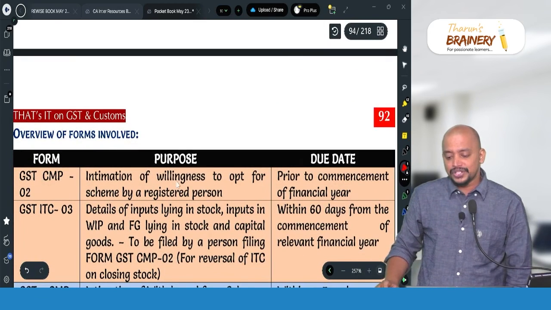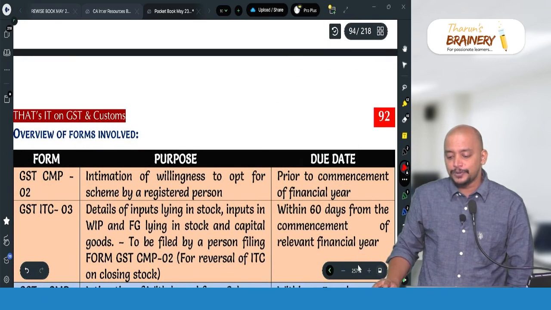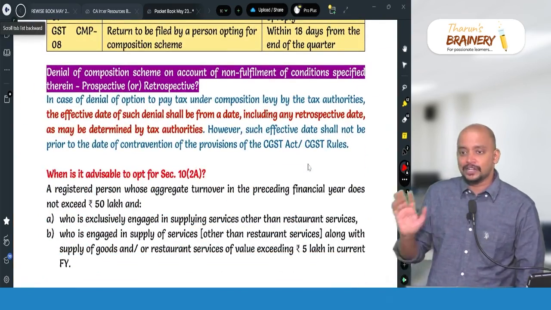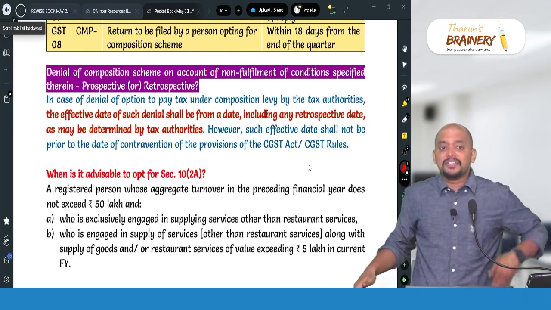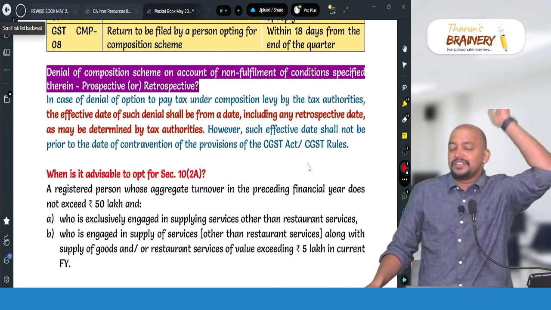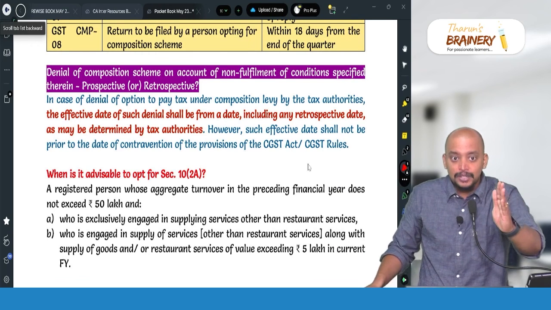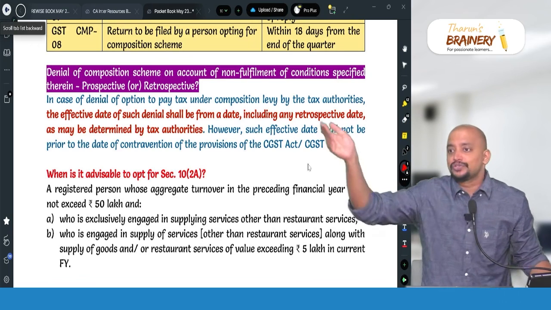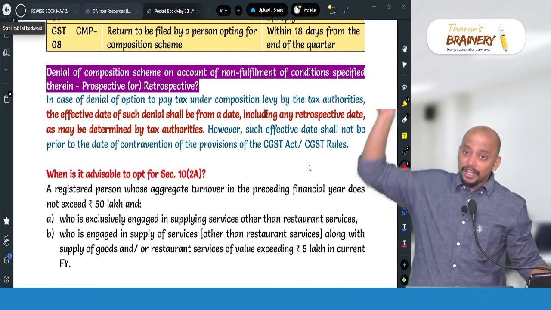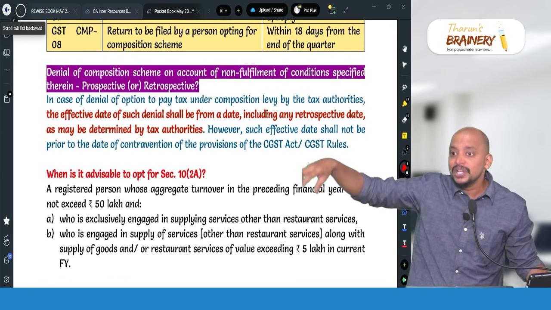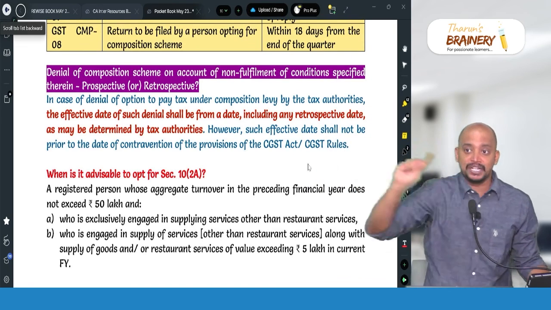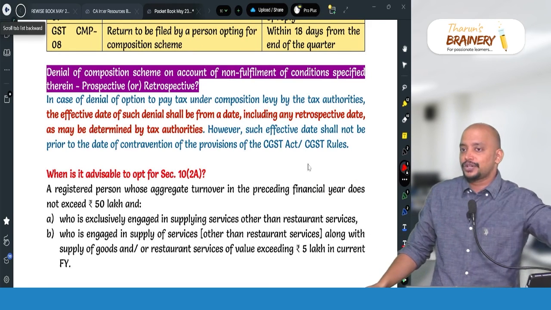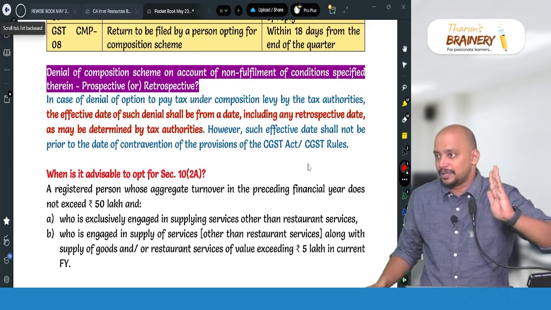Will this denial of composition scheme be prospective or retrospective? It depends. It can be either prospective or retrospective, but not before the date when we committed the breach. For example, we committed the breach on 18 September 2022 and continued in the composition scheme for the entire financial year 22-23, and in 2024 they identified the breach and are denying the composition scheme retrospectively. They can deny it retrospectively, but not before 18 September 2022, because on that date we committed the breach. Is it clear or not?